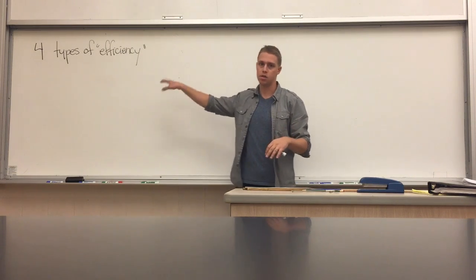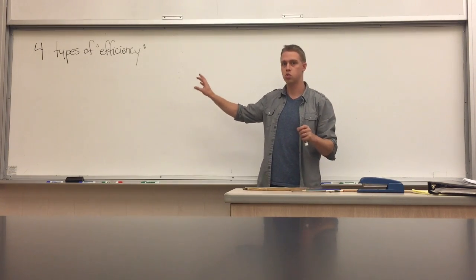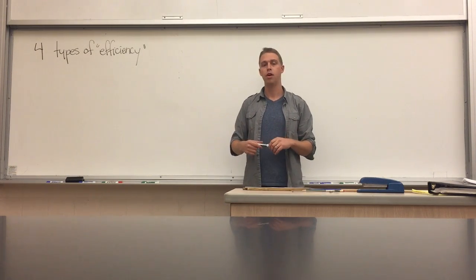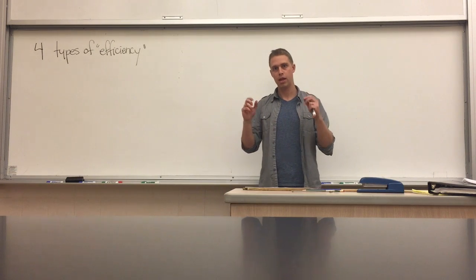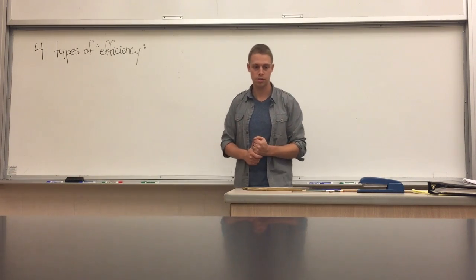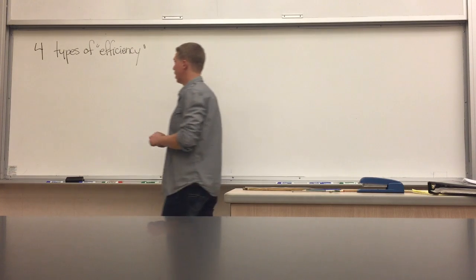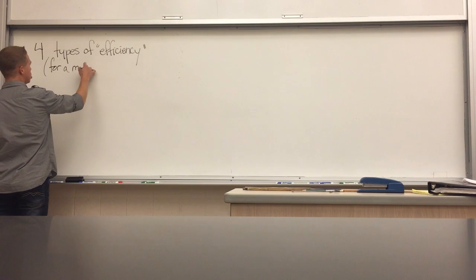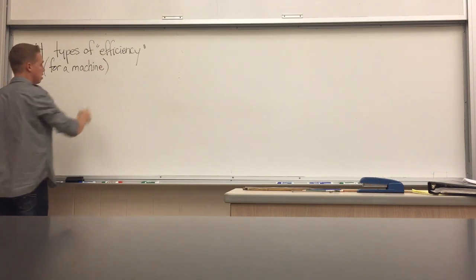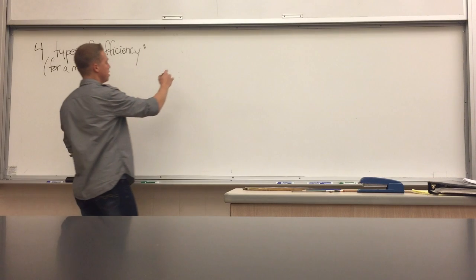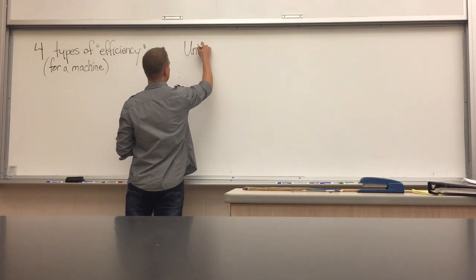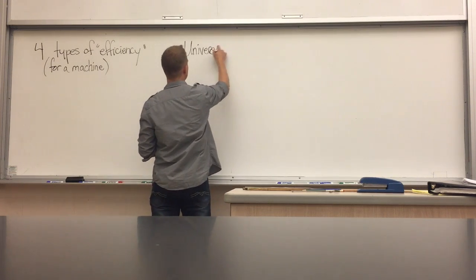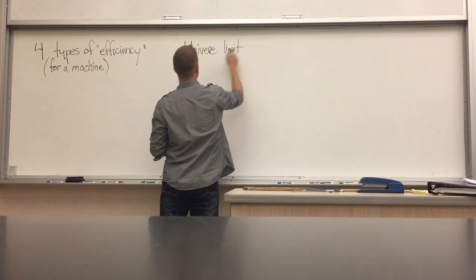So I'm adding this. You'll not find this distinction in the book, but this is really helpful as you research and hear about this stuff for the rest of your life. Understand that the word efficiency is used in 4 different ways, all right? So let's say that this is a machine. It can be anything, but a machine will help us get some examples, all right? The first type of efficiency is a universe limit, okay?